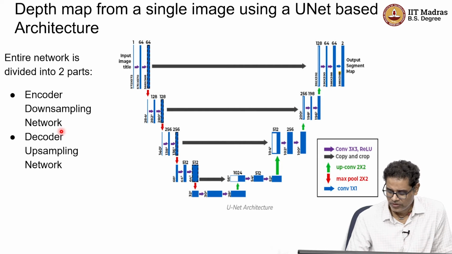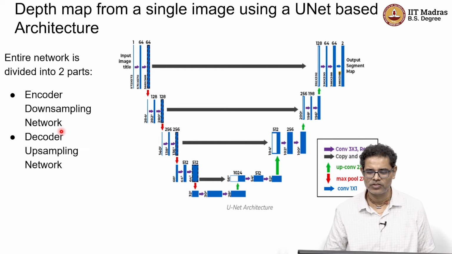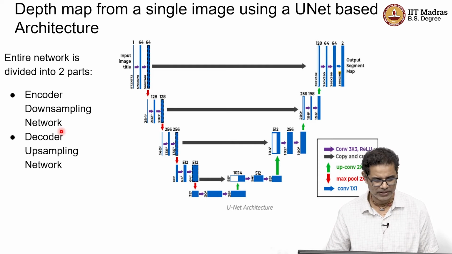So this is how these two parts work, and then it will give you an output which is the depth map, which is almost the same size, a little bit smaller than the input image.